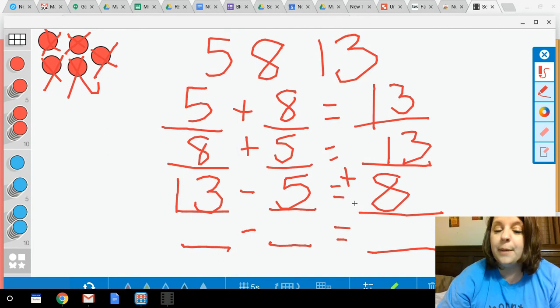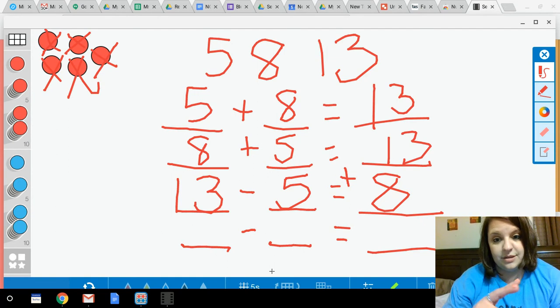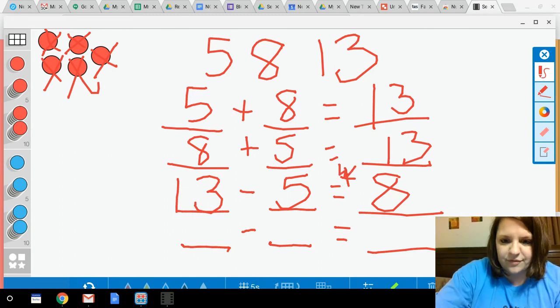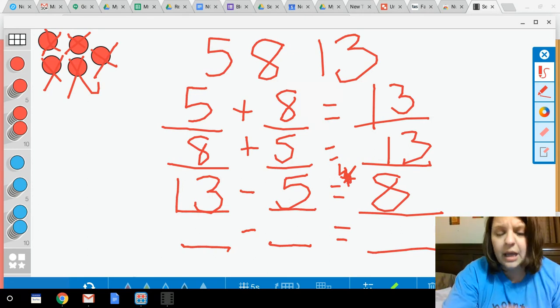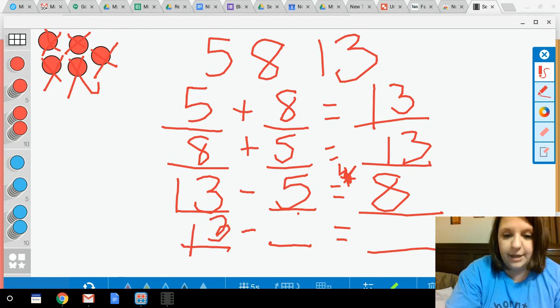Sure does, because addition and subtraction are the opposite of each other. So that's one way that you can always check yourself, just to make sure. But I don't want that to confuse you. So if that's confusing, let's just take that away for right now, okay? Just ignore that part if that's confusing. Okay, let's get our other subtraction number sentence. What number am I going to start with? You got it, 13. So I have 13 minus 8 equals 5.